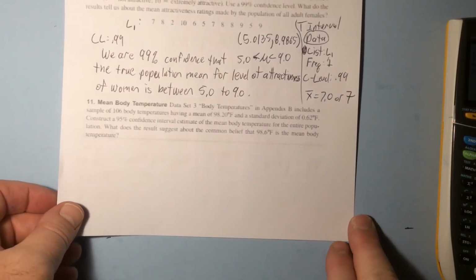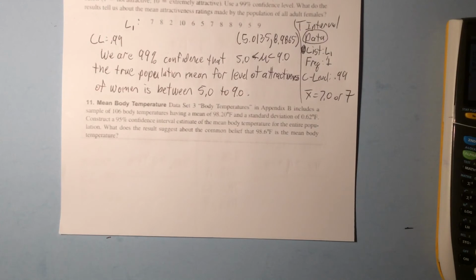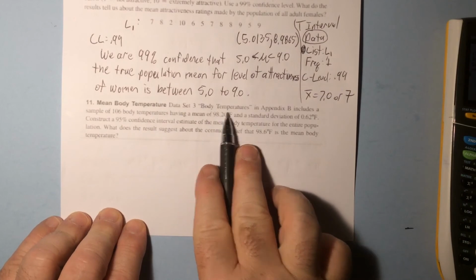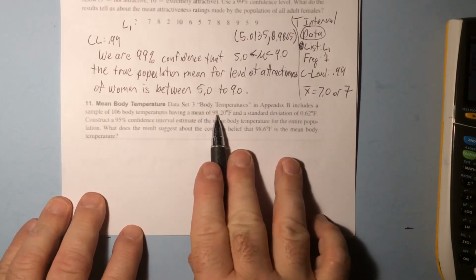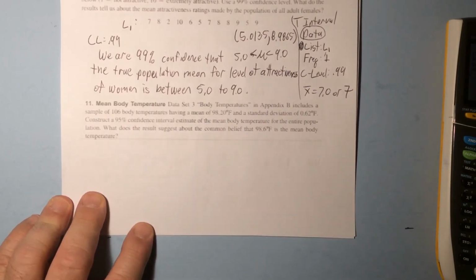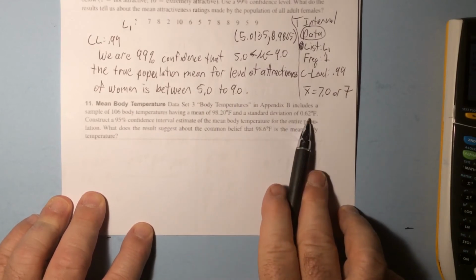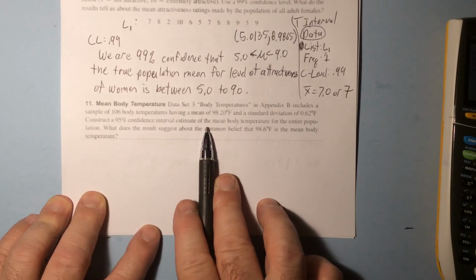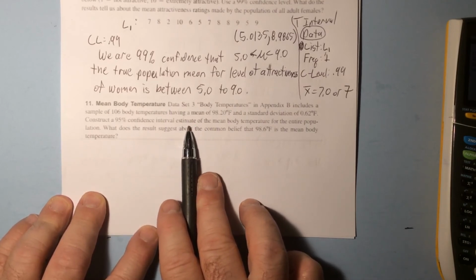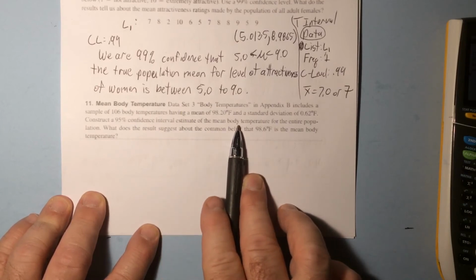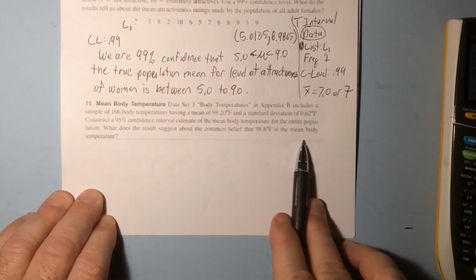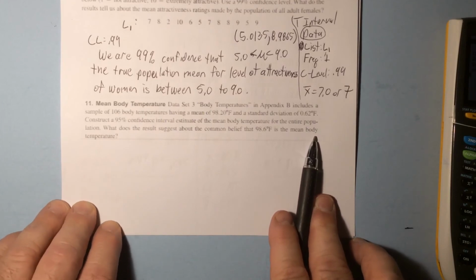Okay, question 11. This data set includes a sample of 106 body temperatures having a mean of 98.2 and a standard deviation of 0.62 degrees Fahrenheit. Construct a 95% confidence interval estimate of the mean body temperature for the entire population. What does the result suggest about the common belief that 98.6 is the mean body temperature?